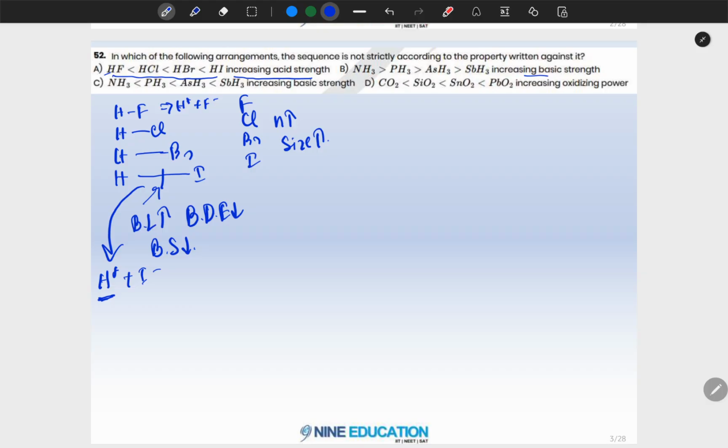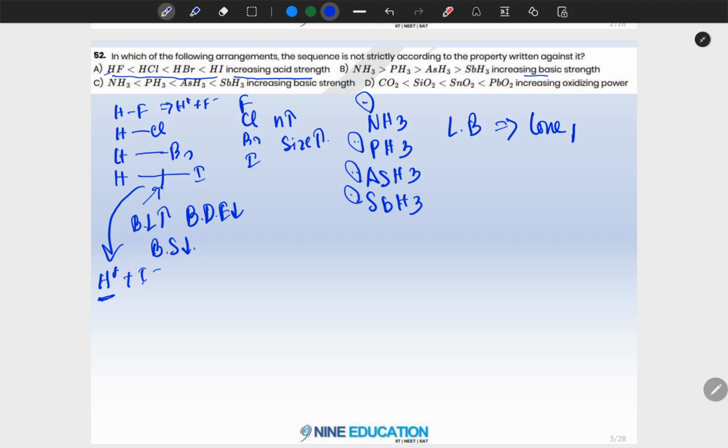Now let's check option B. In option B, group 15 hydrides are provided over here. These are all group 15 hydrides. Now we have to check their basic strength. All of these are actually Lewis bases. Now what are Lewis bases? Lewis bases are basically lone pair donors.